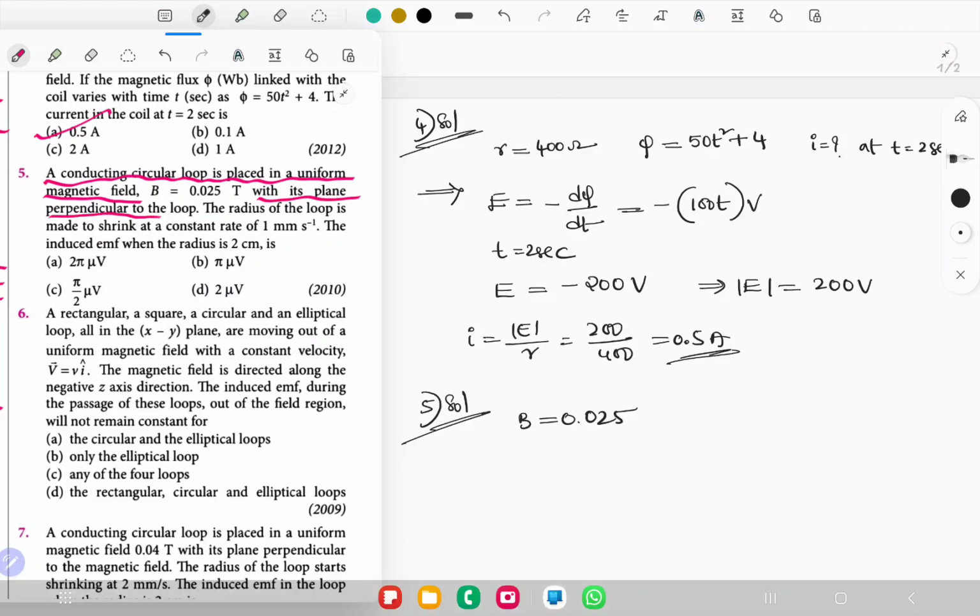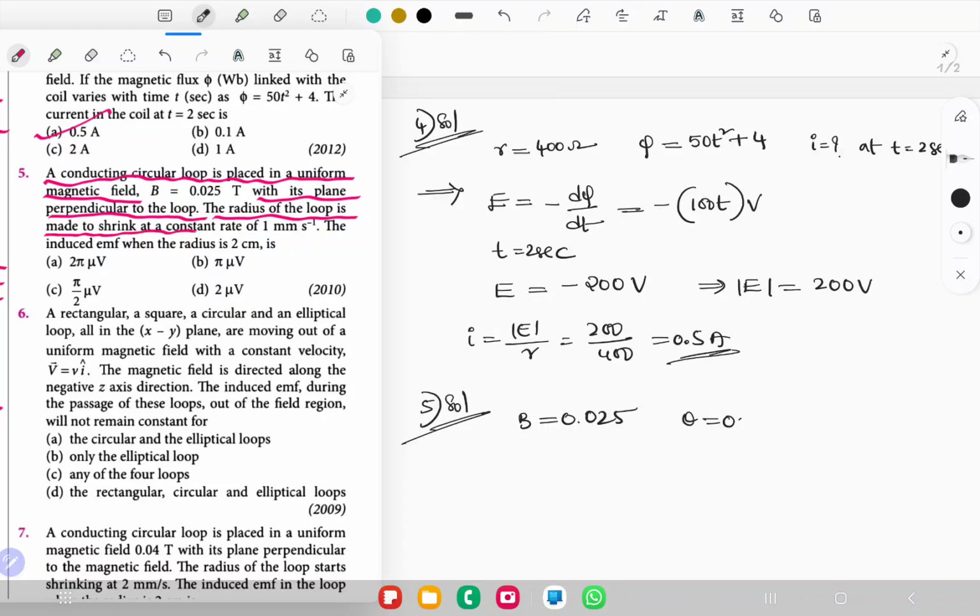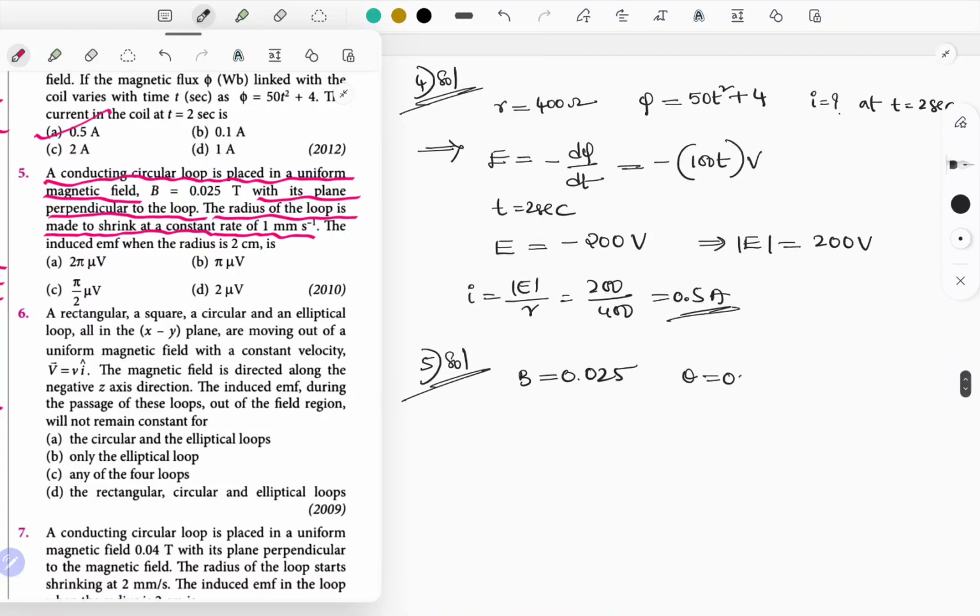With its plane perpendicular to the loop, that means theta is equal to 0. Plane perpendicular to the loop in the sense its area vector of the loop is parallel to the magnetic field. The radius of the loop is made to shrink at the constant rate of 1 millimeter per second. So radius is changing, that is dr by dt is changing with respect to time, with a value of 1 millimeter per second.